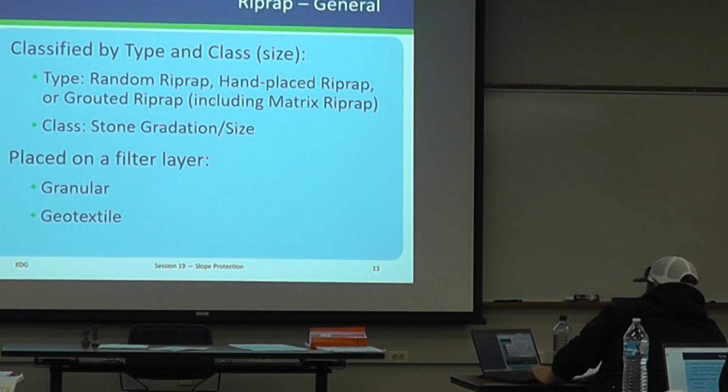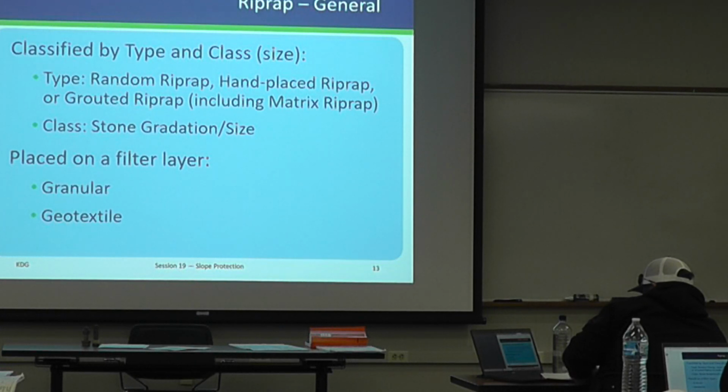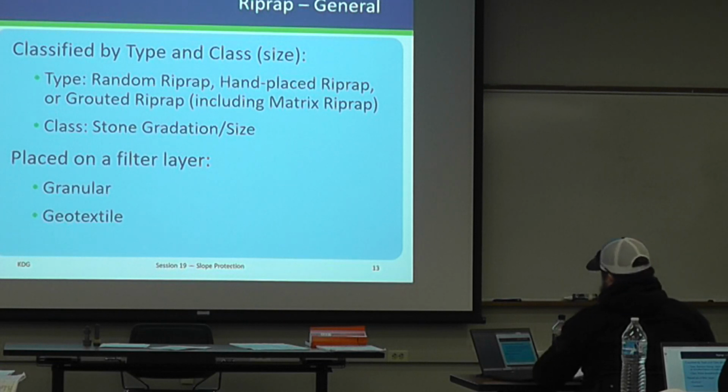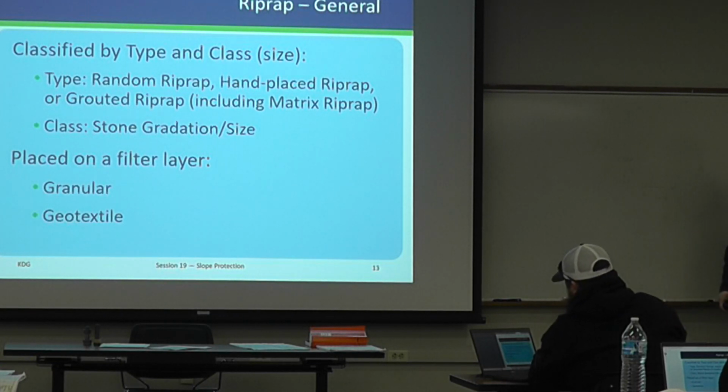Riprap is classified by type and size, or class, excuse me. So the type is random, hand-placed, or grouted. Again, I've never seen a project with hand-placed. It would probably be something that is historically significant where you really want to have that aesthetic. Random is very, very common. And then grouted is used sometimes when you have really high flows, and oftentimes it's now called a matrix riprap, and it's not quite fully grouted. It's maybe 50% grouted, and we'll get in and talk to that. And then the class is the stone gradation and size. So you've got a type, and you've got a class.